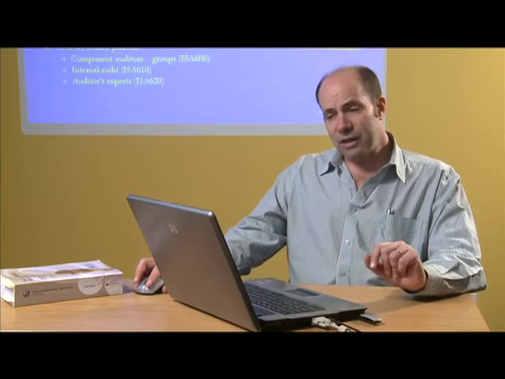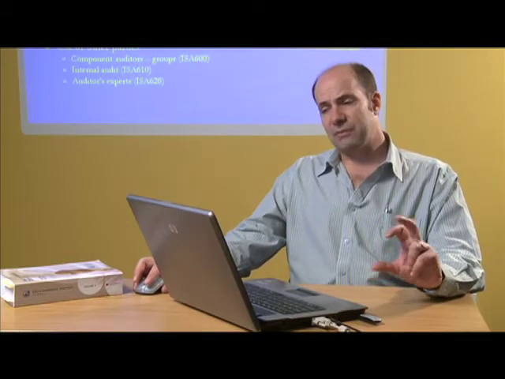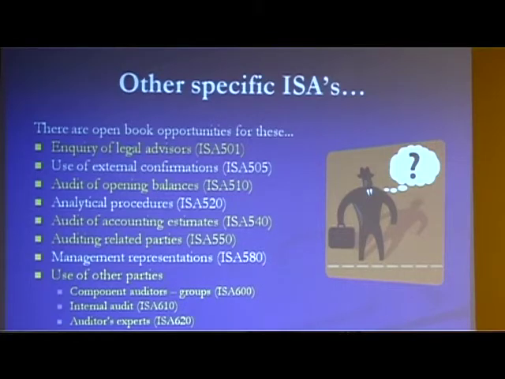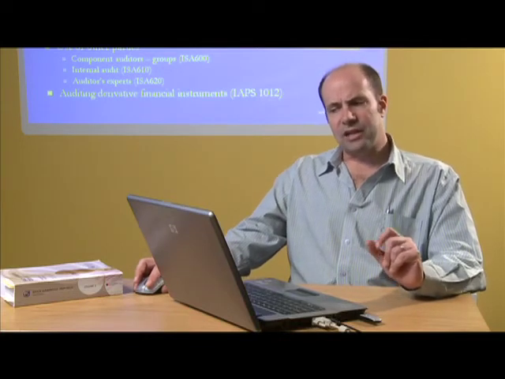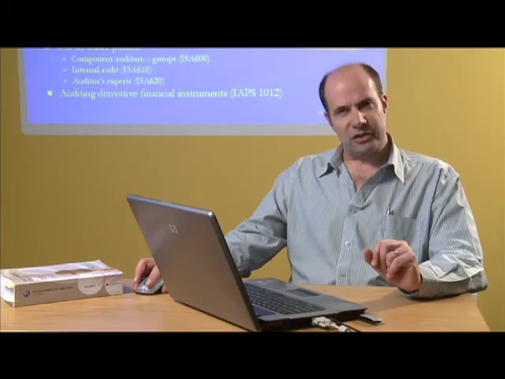Then the use of other parties, and I'm going to look at all three of these elements. The use of component auditors, or group auditors, ISA 600, internal audit in 610, and auditors experts in 620. Just note the wordings there are different to what they used to be. The clarity statements have done a fair amount in terms of making changes to these elements, these use of other parties. And then lastly, the auditing of derivative financial instruments.